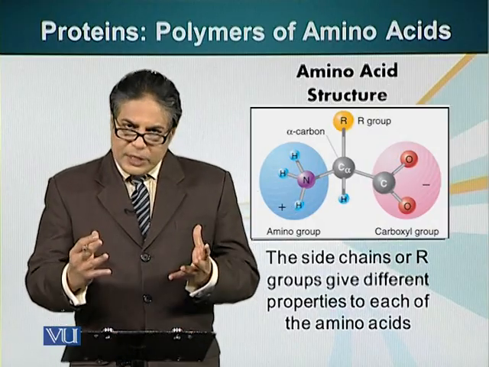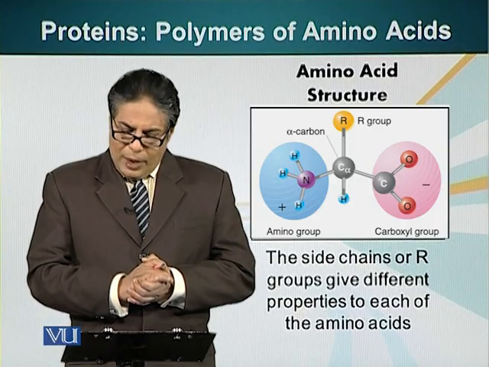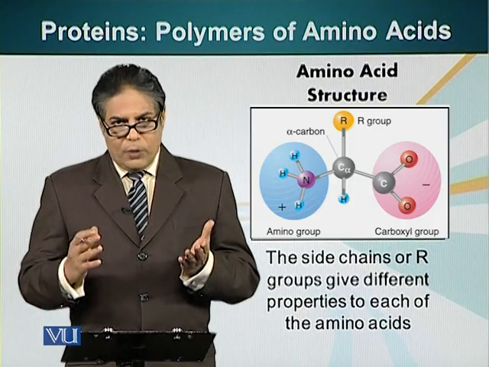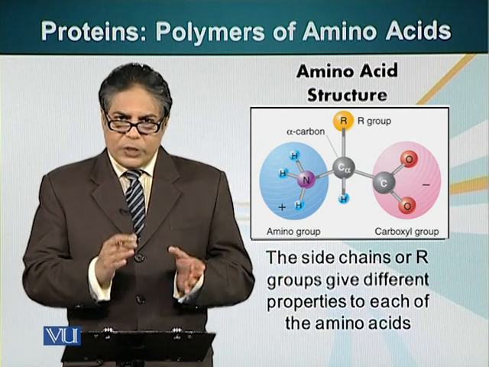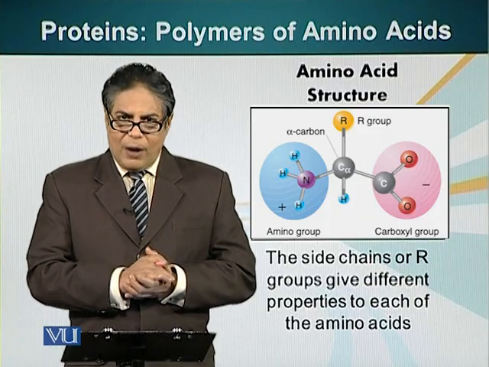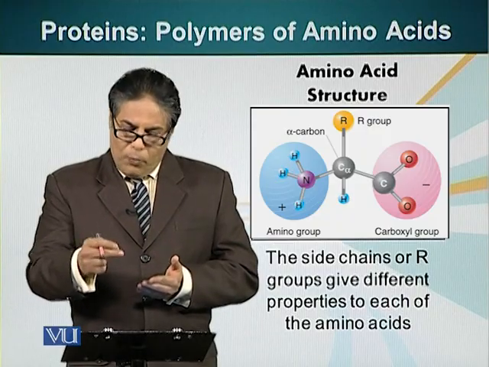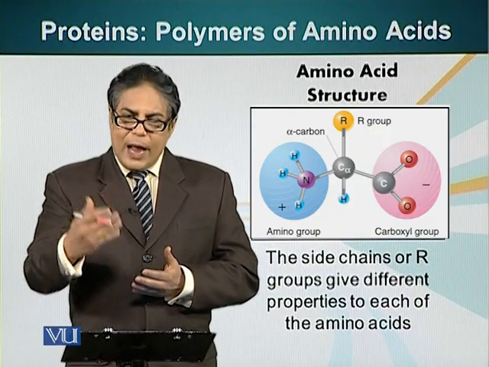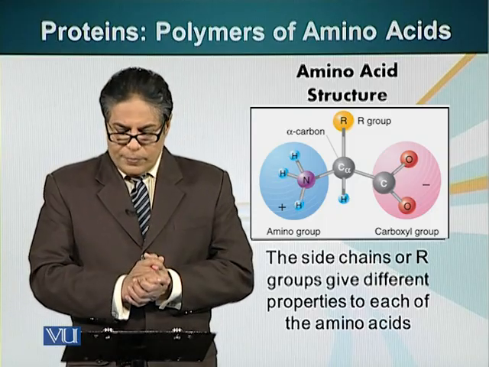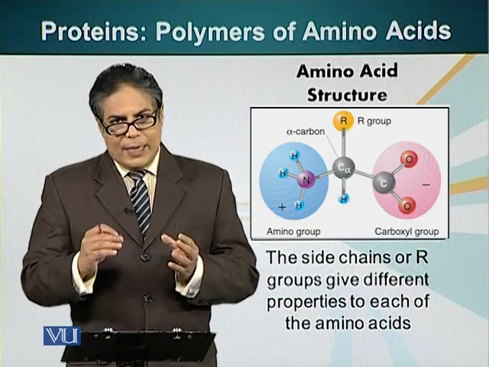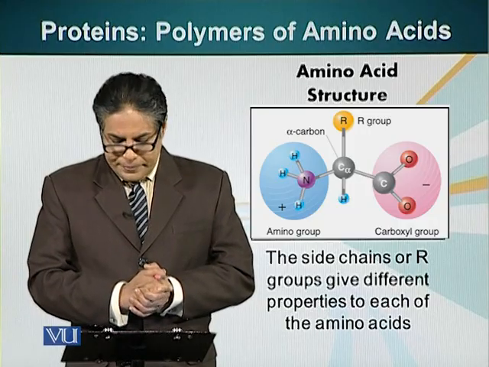Let's look at the basic structure of an amino acid. I've already mentioned that the amino acid has two groups, an amino group and a carboxyl group, attached to a central carbon. The central carbon has two other bonds. The central carbon forms a bond with a hydrogen atom and another bond with another group of molecules. In this case, this group of atoms is referred to as the R group.